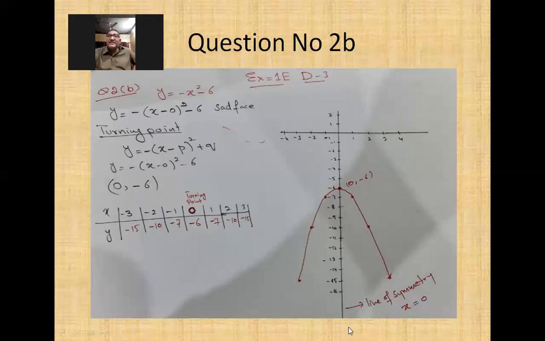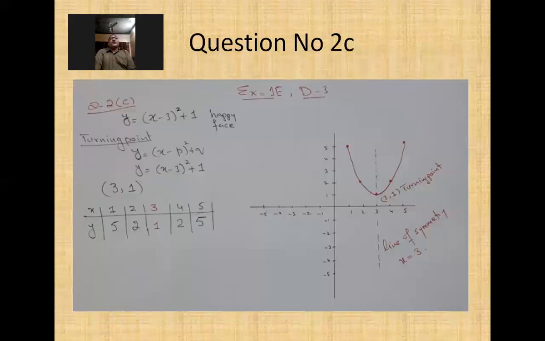This is the line of symmetry, which is a vertical line passing through the turning point, and because it's passing through x equals 0, the equation of the line of symmetry will be x equals 0. So that is how you do question number 2b.